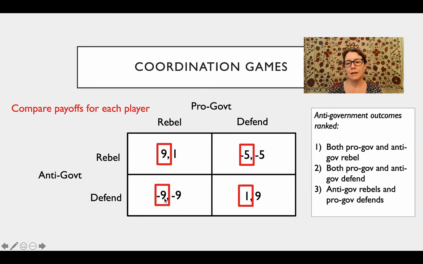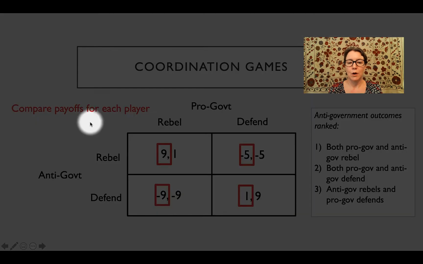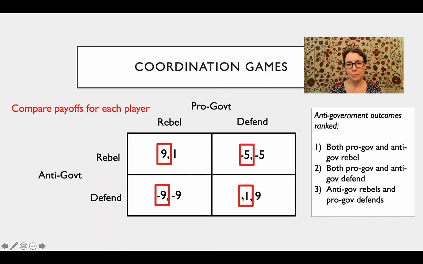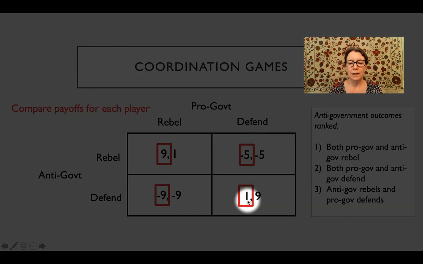What this means is that you can rank or tell what the preferences or outcomes for the anti-government forces would be. Anti-government forces get the most, the 9, the highest number, when they rebel, but only when the pro-government actors join them, when they also rebel. So this box represents the best outcome for anti-government actors. The second best outcome for anti-government actors is here represented by the 1, the second highest number. They get the second best outcome if they remain loyal to the government and defend, when the pro-government forces also defend.